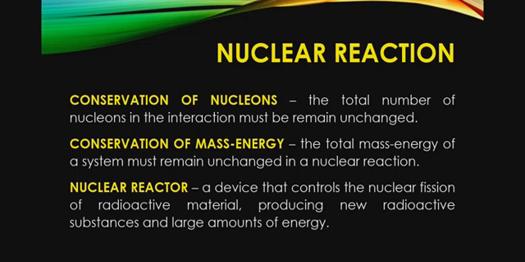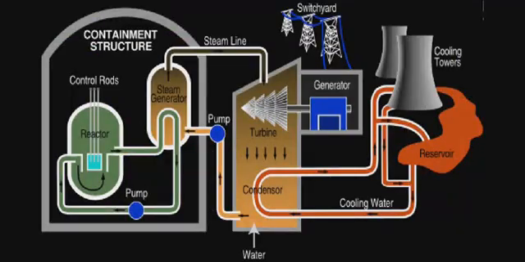A nuclear reactor is a device that controls the nuclear fission of a radioactive material, producing new radioactive substances and large amounts of energy. So, yun yung process, with the cooling towers, generator, reservoir, cooling water, the condenser, the turbine, the switchyard, the steam line, the pump, the steam generator, the control rods, the reactor, and the pump.